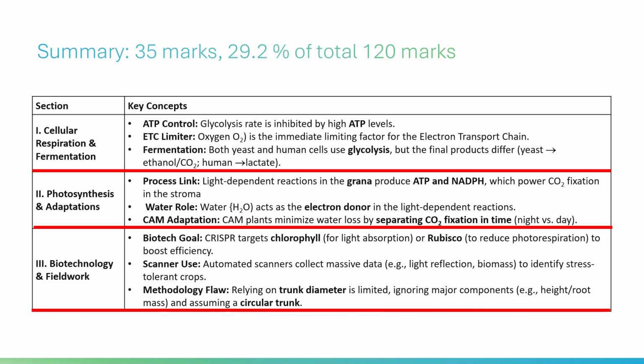Biotechnology and fieldwork. Biotech goal. CRISPR targets chlorophyll for light absorption, or Rubisco, to reduce photorespiration, to boost efficiency. Scanner use. Automated scanners collect massive data to identify stress-tolerant crops. Methodology flaw. Relying on trunk diameter is limited, ignoring major components, e.g., height or root mass, and assuming a circular trunk.